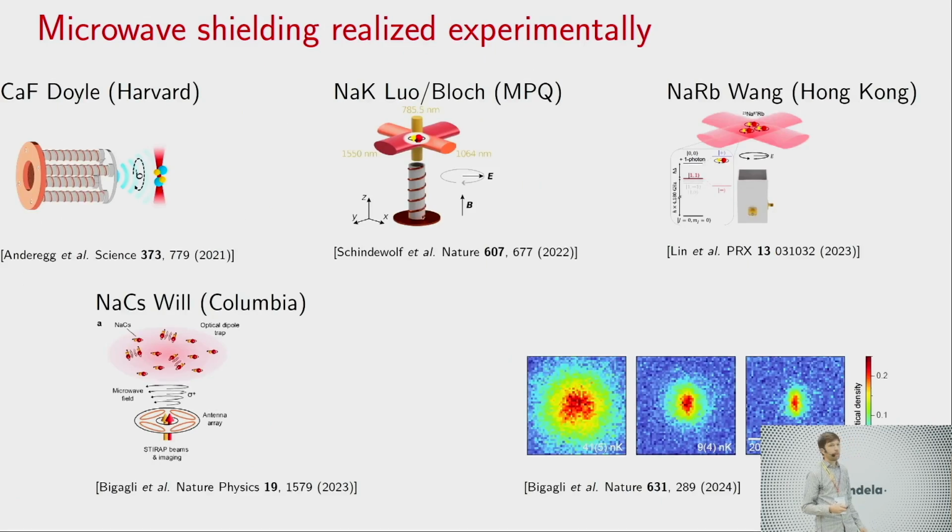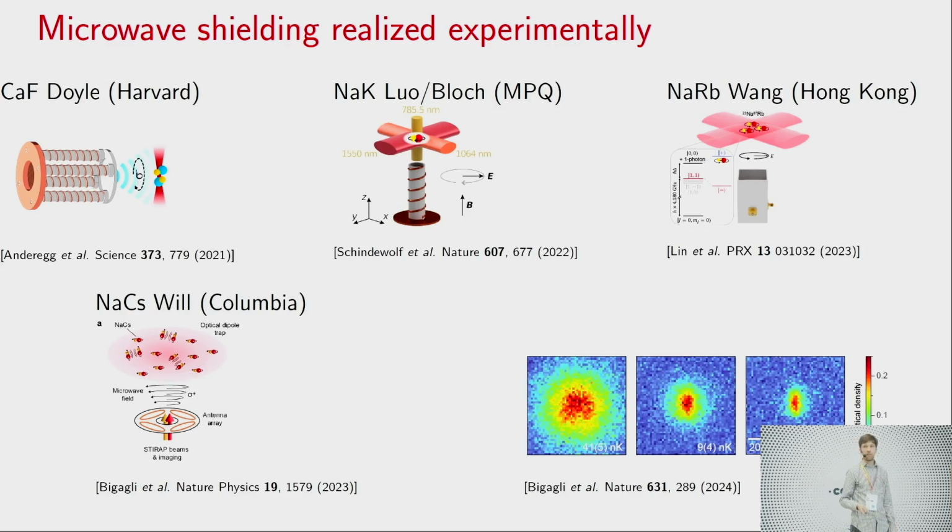So this has been realized first in John Doyle's group at Harvard in collaboration, and that's on calcium fluoride molecules in merged tweezers. Also in bulk gas of fermionic sodium potassium molecules at MPQ. Dajun Wang has also realized this in their sodium rubidium molecules. I guess we will hear about this tomorrow. I was not involved in any of that.